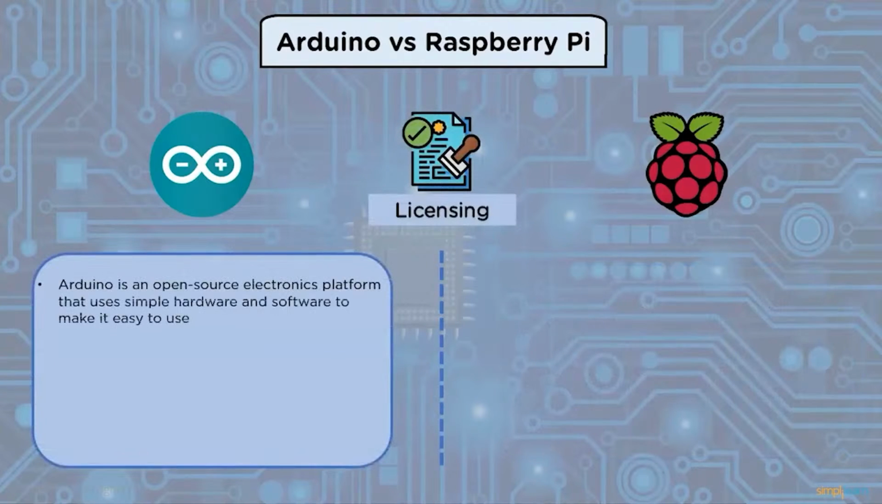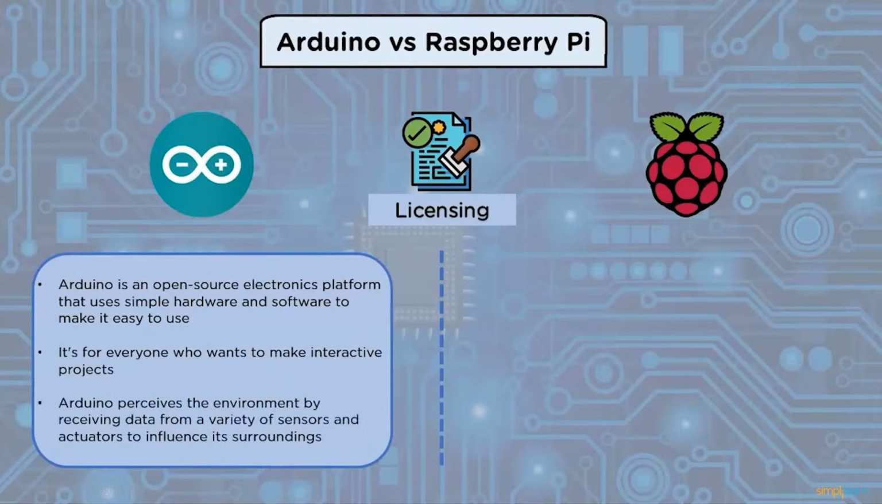Licensing. Arduino is an open-source electronics platform that uses simple hardware and software to make it easy to use. It's for everyone who wants to make interactive projects. Arduino perceives the environment by receiving data from a variety of sensors and actuators to influence its surroundings.